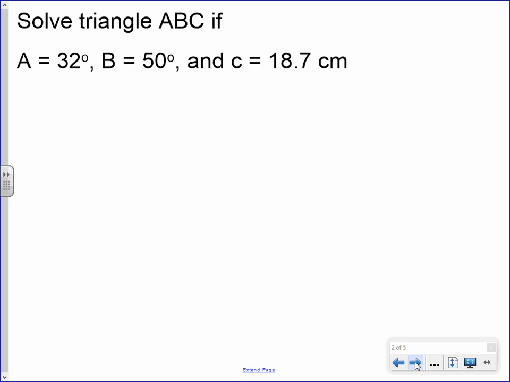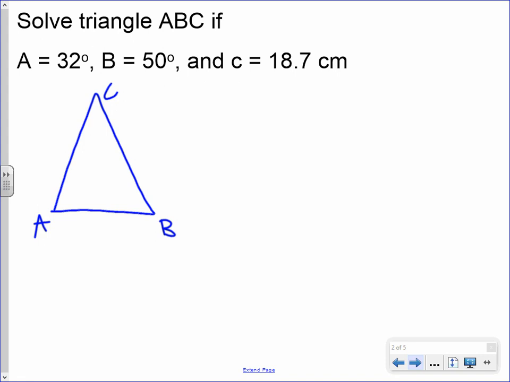We are solving for a triangle. Do you see a triangle? No. I don't see a triangle. If I'm solving a triangle, I need to see a triangle. So if there is not a picture, I am requiring you to draw a picture. It does not have to be drawn to scale, but just have it there so you know where A, B, and C are. Okay? So here's my triangle.